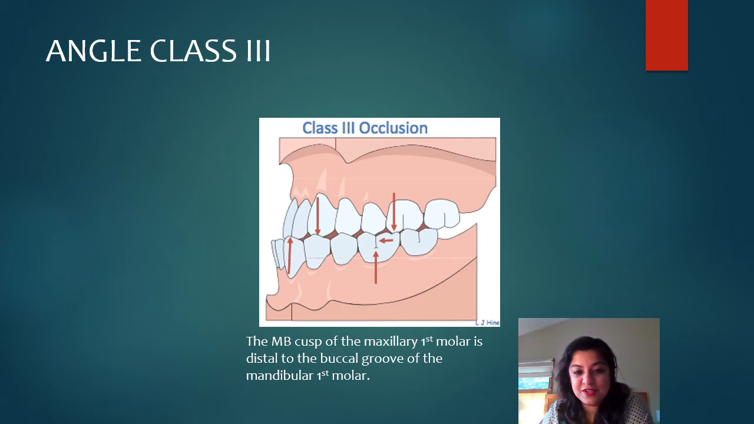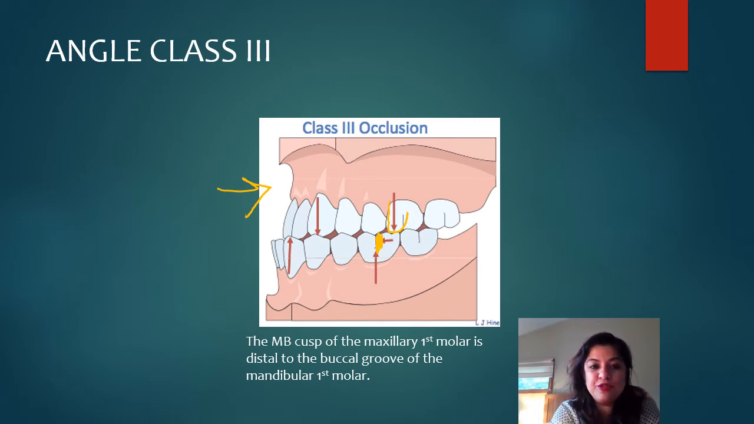So Angle class 3. Angle class 3, what is it? It's nothing but a bulldog bite or a negative overbite. So let's look at that. The mesiobuccal cusp of the maxillary first molar, that's this cusp right here, is distal to the mesiobuccal groove. So imagine the whole upper arch got shifted this way. So this mesiobuccal cusp is now sitting behind the lower mandibular groove.